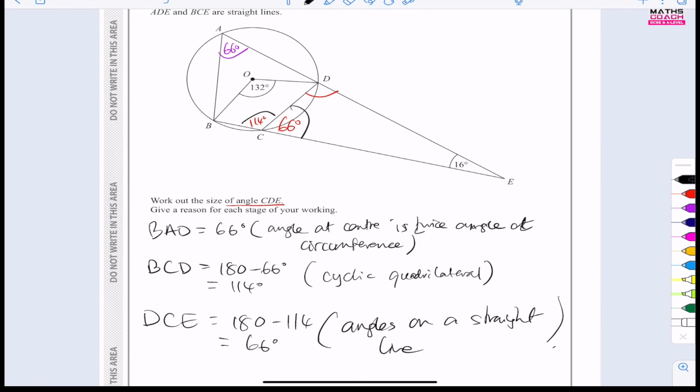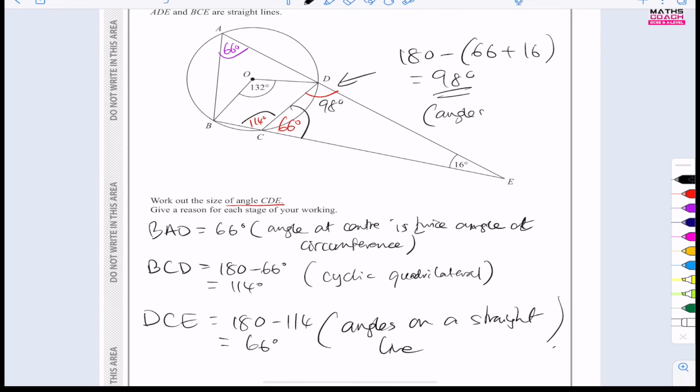So I've got that now. And to work out my angle, look at that triangle. So what do the angles of a triangle add up to? 66 plus 16, take away from 180. So this would be 180 minus 66 plus 16. And that gives us 98 degrees. So this here is 98 degrees. And the reason for that is angles in a triangle add up to 180 degrees. So angle CDE is equal to 98.